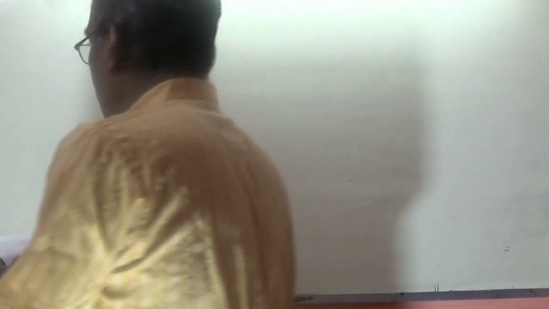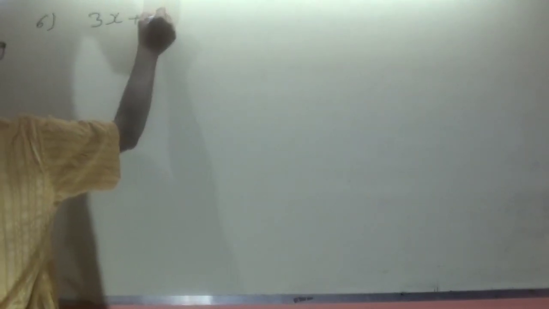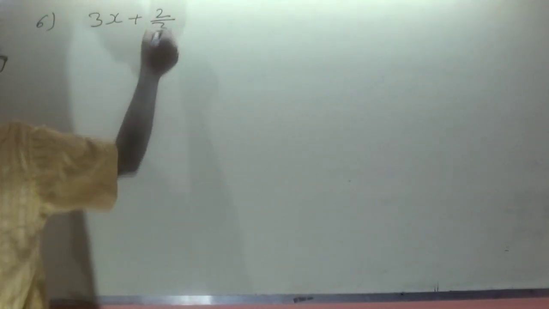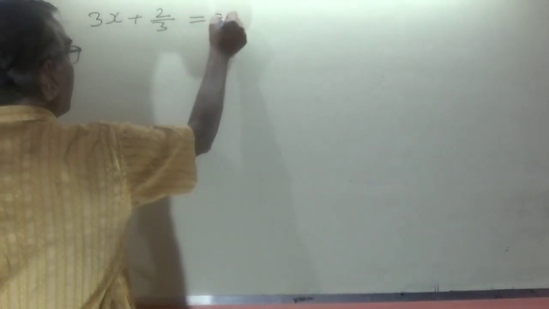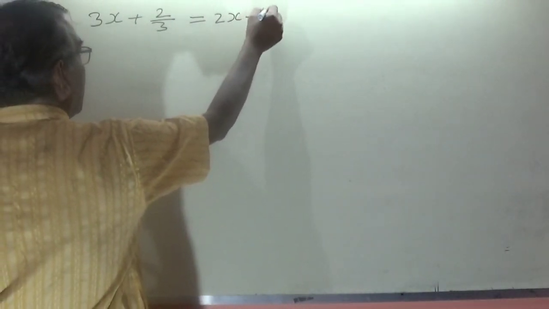Okay, I have given much introduction. Now, first of all, I am going to solve one question. That one is question number 6. The question says that 3x plus 2 by 3 is equal to 2x plus 1.